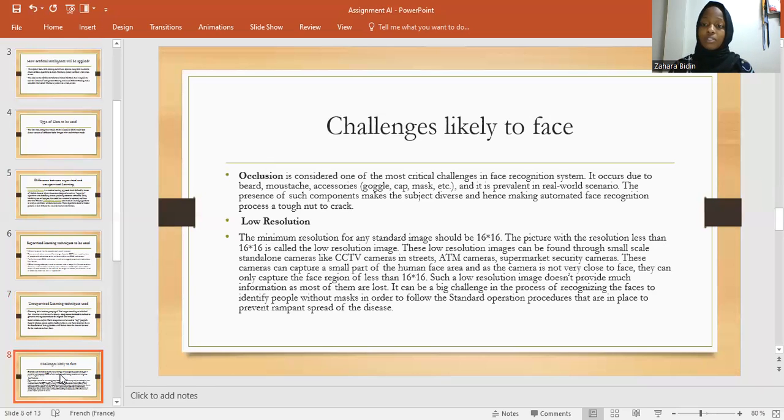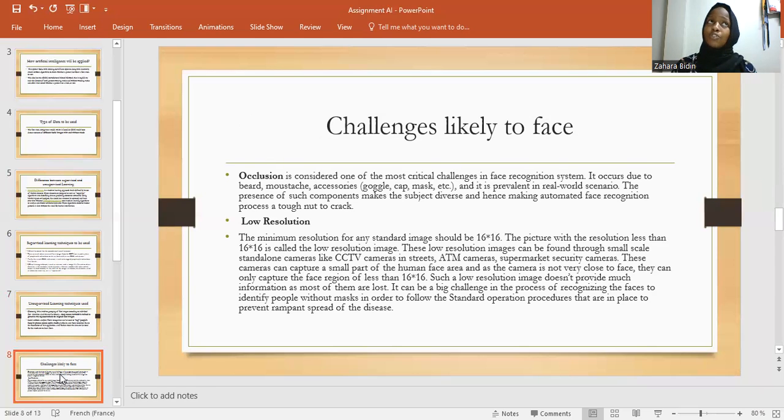Then low resolution, whereby you look at places like hospitals, ATM cameras, supermarket security cameras. Those cameras are usually put a distance away from the people, so they have low resolution. By the time you match the image, you cannot easily identify that particular person or that particular face, and therefore the face itself cannot be properly captured to differentiate between the different types of persons.